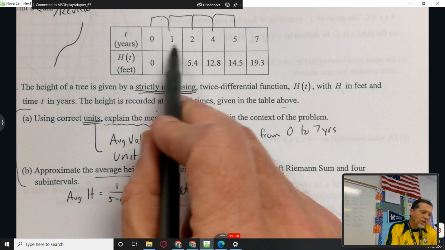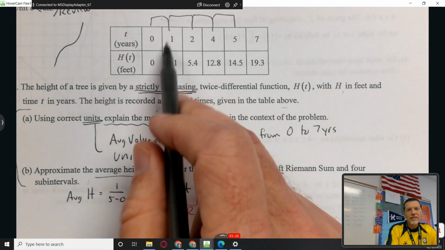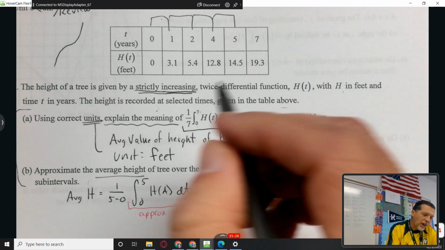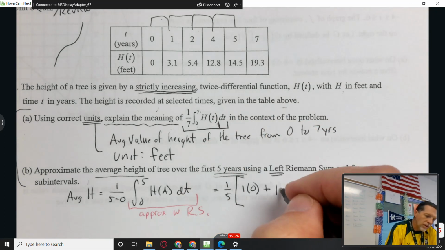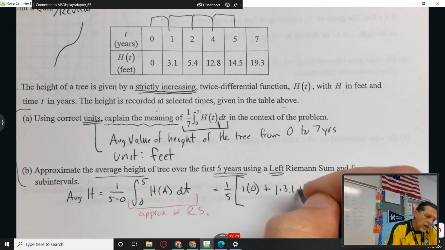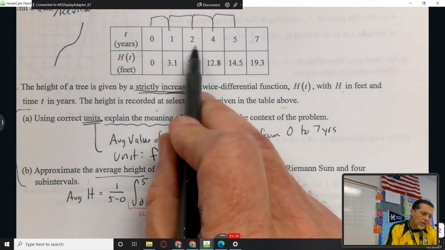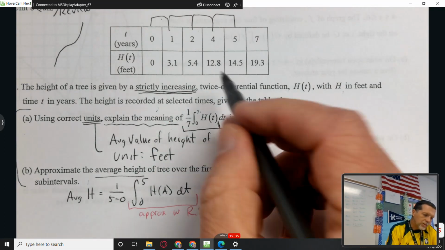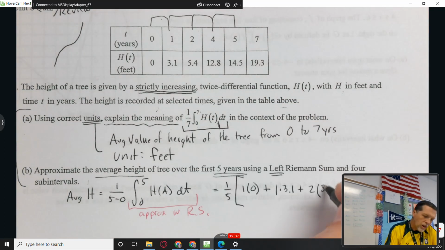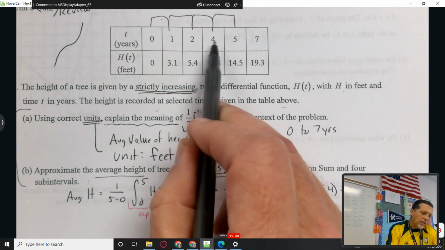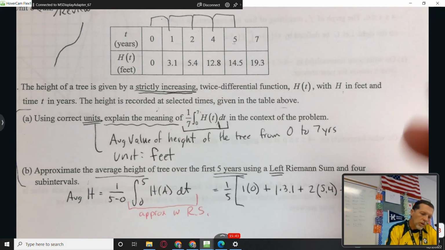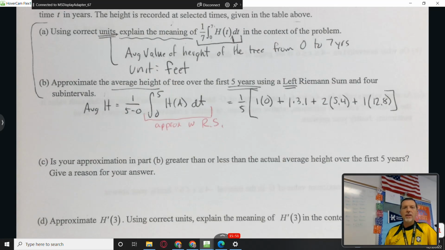Second rectangle, how wide is it? 1. And which height will we use? 3.1. Third rectangle is 2 wide, and we'll use 5.4. And then the fourth rectangle is 1 wide times 12.8. Always using the left-hand side. And that's a definite safe stop right there. Don't mess that up. If you had a calculator, you could plug it in and get an answer, but let's leave that alone.